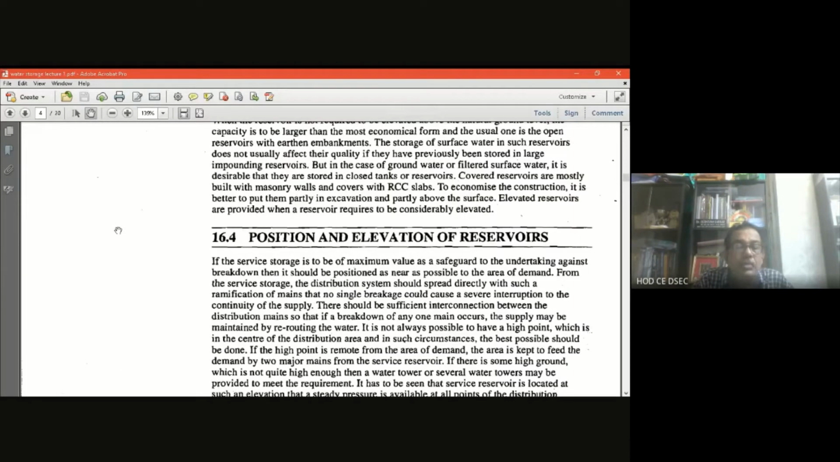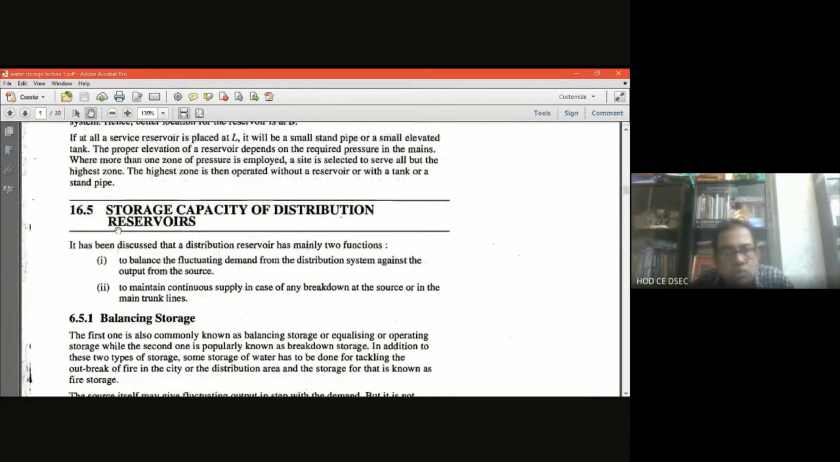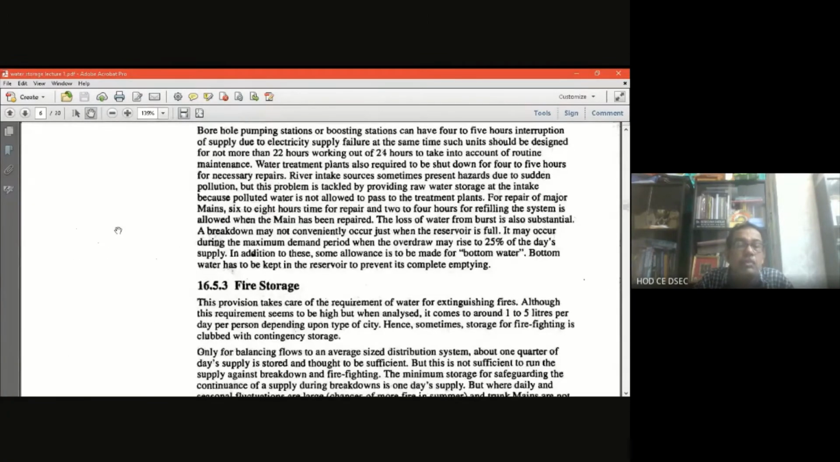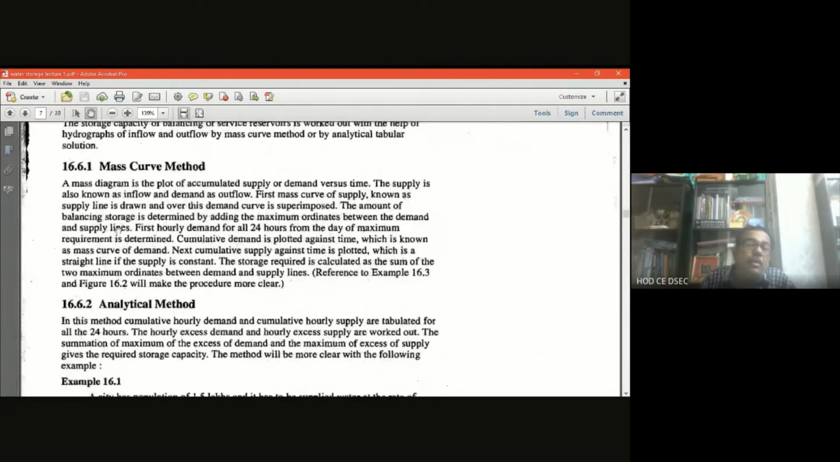Now, before going to the numerical part, where I will show you how to determine the capacity of the storage tank, which is the main focus of this topic, I must tell you the most important thing, that is the mass curve method. What is the mass curve method? You must understand it before going into the problem.